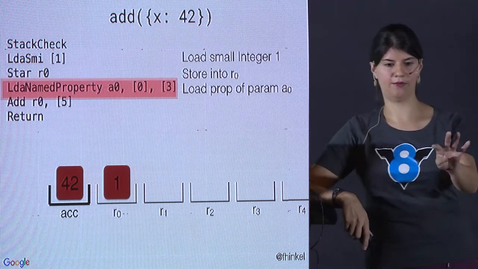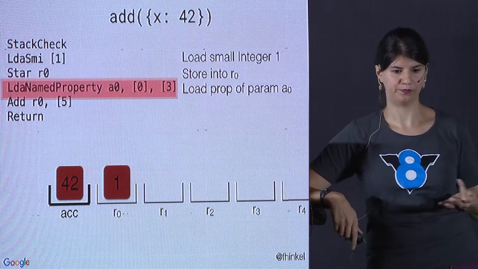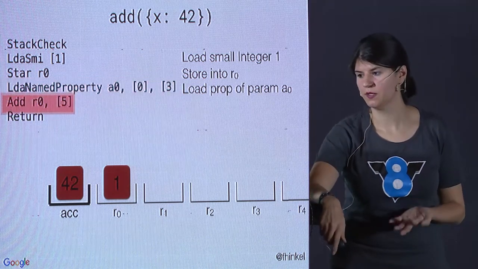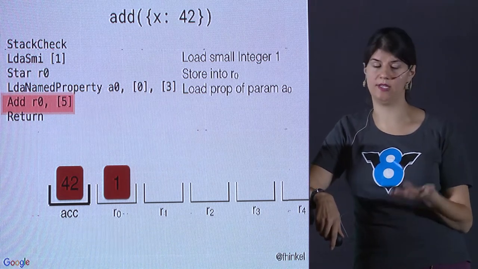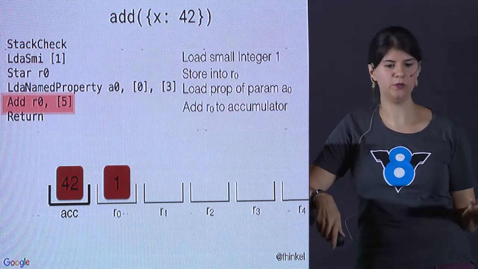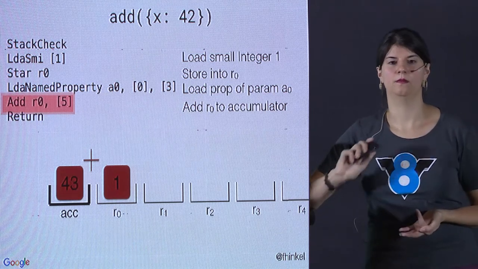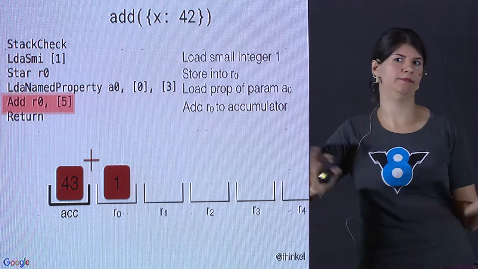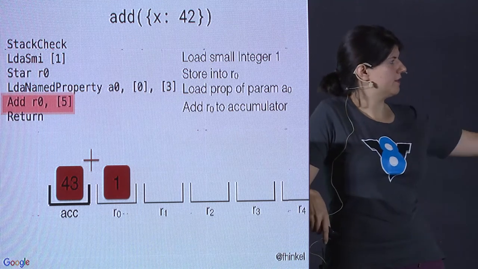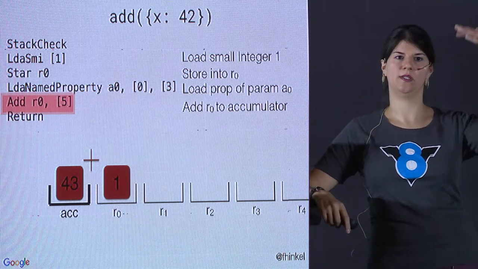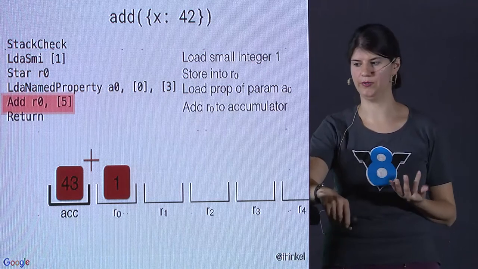And when we call add with the object x 42, that named property is just 42, right? Okay, and then the next one, add R0. That means add the value that is in R0 to whatever's in the accumulator. So add these two together, which obviously is 43. And that's all the function had to do, right? Get a property, add them together. We leave this result value in the accumulator so that the next bytecode can work with this 43 value now.